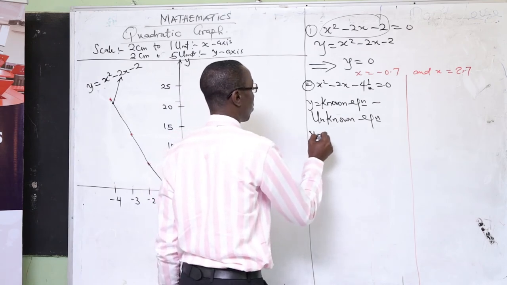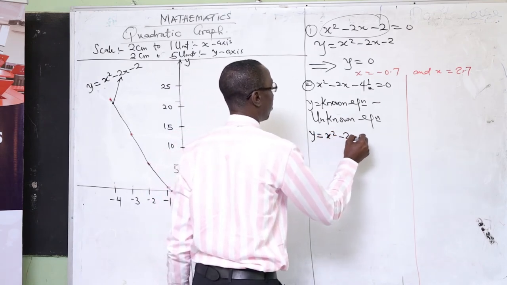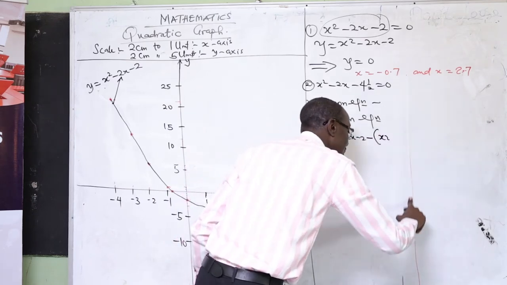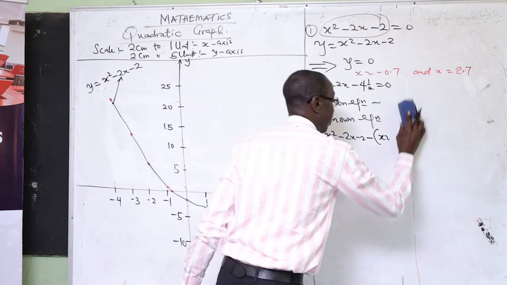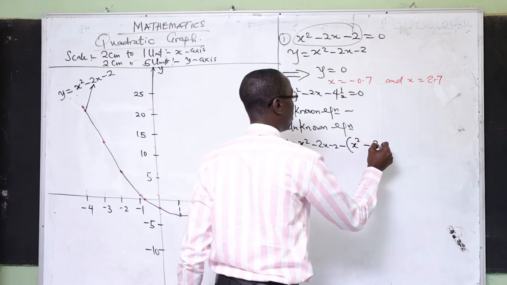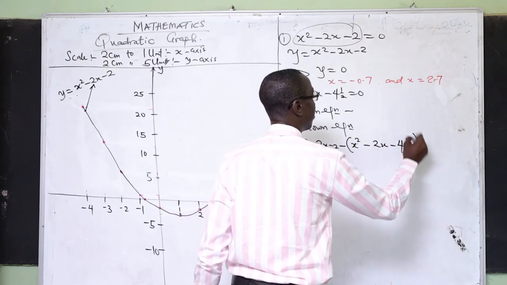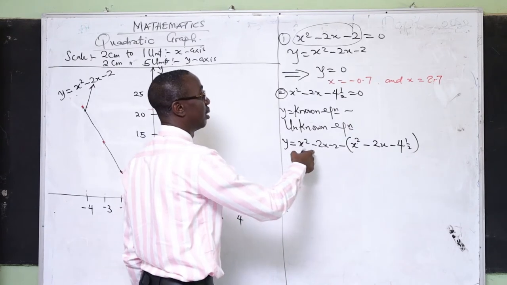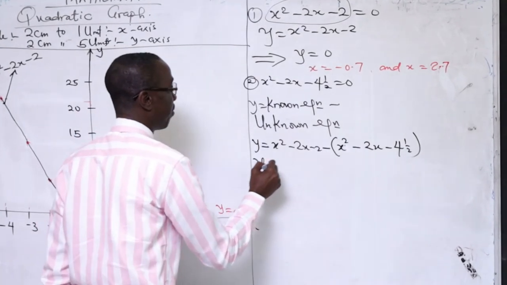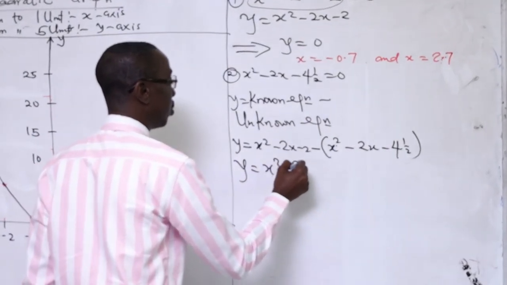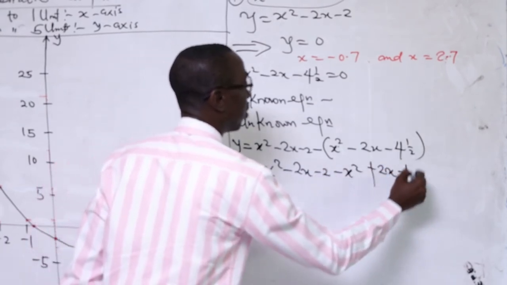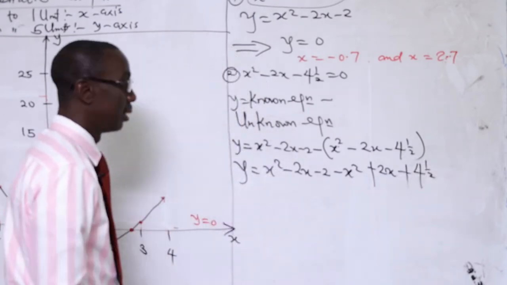Taking it over, we have y is equal to x squared minus 2x minus 2, minus into x squared minus 2x minus 4 and a half, right? Yes. This is the known equation. This is the unknown equation. It said known equation minus unknown. Let's simplify further. This will be x squared minus 2x minus 2 minus x squared plus 2x plus 4 and a half, right? Yes, sir.